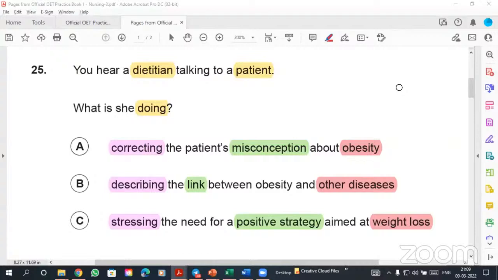Somebody has wrong opinion and she is correcting. Somebody doesn't know the link between the obesity and other disease, so she is describing. And somebody doesn't have any idea about the necessity of positive strategy. So she is stressing the importance, more important. That is the meaning. Everything is important. This is more important. So what is it? Is it wrong idea? Or is it a connection between obesity and other disease? Or is it positive strategy? What is important here? First one is only obesity. Second one is importance with other diseases. Third one is related to reducing obesity. So what is important there? That's what you have to focus on.